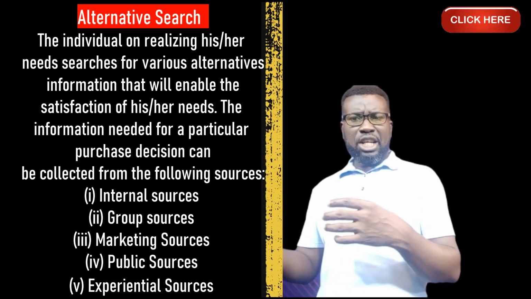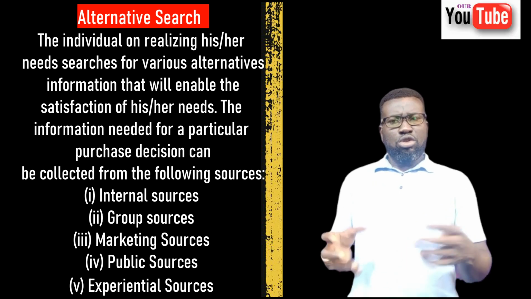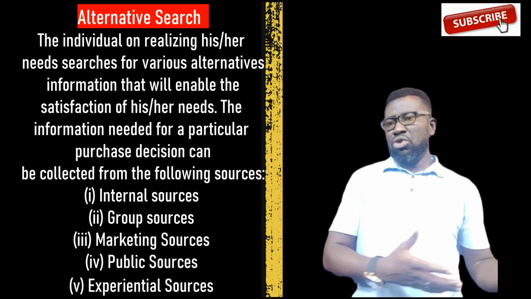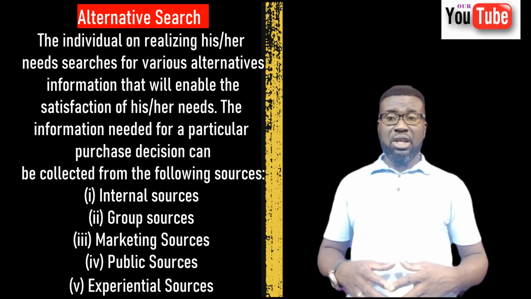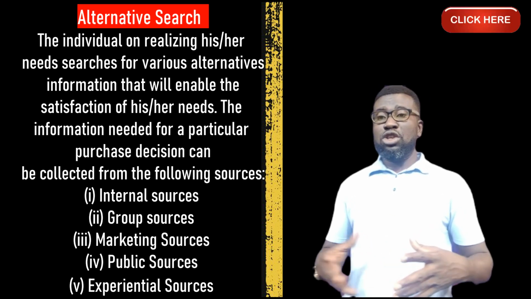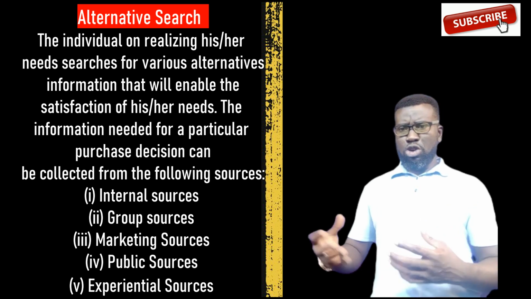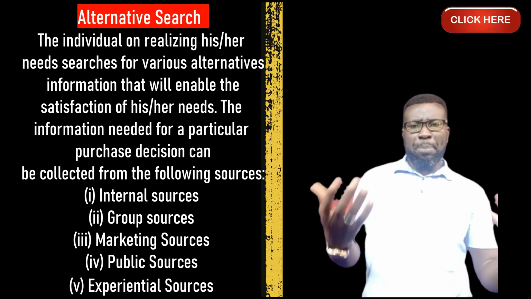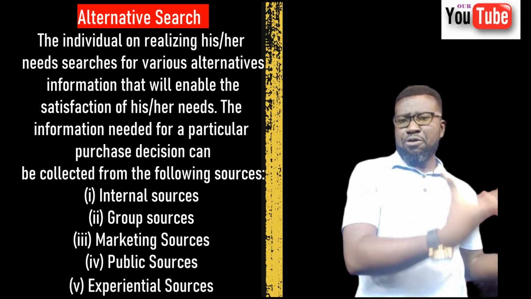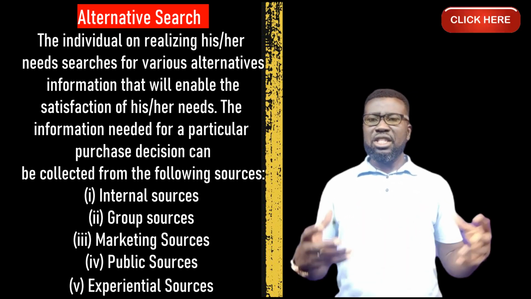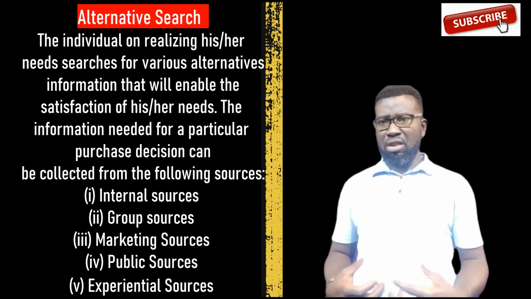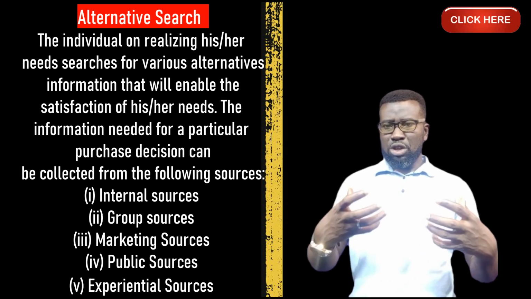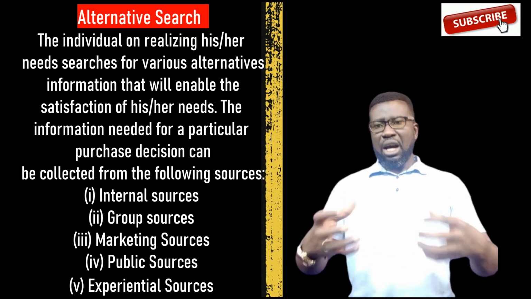Now, the internal source, what does it really mean? This is done for routine and habitual purchases, when individuals may make the purchase with little or no additional information such as evaluation. The group source comes from communication with other people such as family, friends, neighbors, acquaintances, and so on. So the source of your purchasing information can come from them.